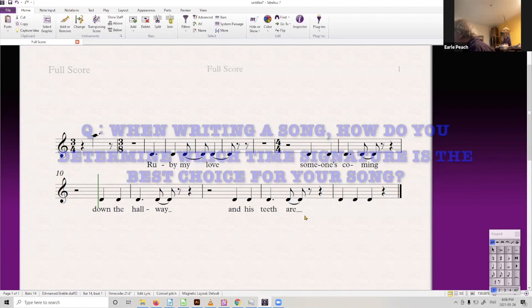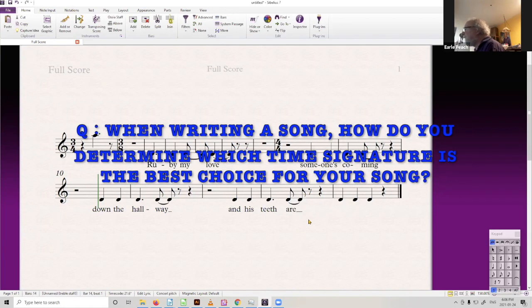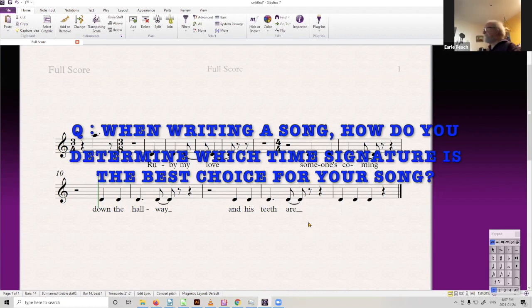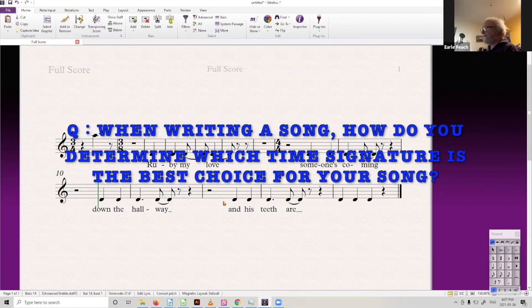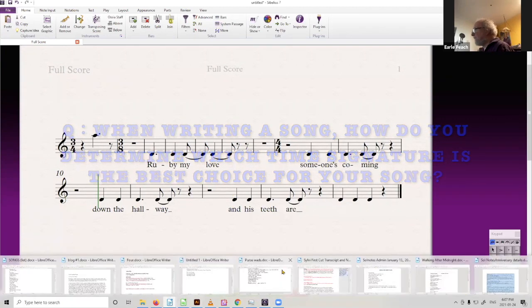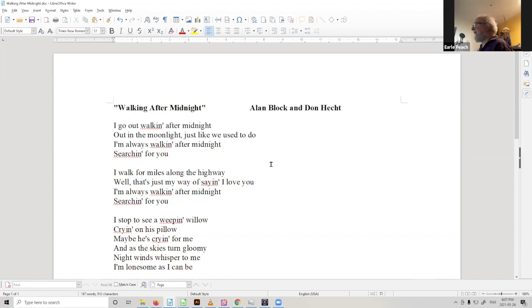When writing a song, how do you determine which time signature is the best choice for your song? That's a really good question. Well, let's just grab some lyrics from somewhere, see what we come up with. I want everyone to say that to yourself. You probably, I'm sure most of you know this song, and the way she sings it, I go walking after midnight out in the moonlight, right? And so underlying that, there's this pulse. I go walking 2, 3 after midnight, 2, 3 out in the moonlight, just like we used to do, right?